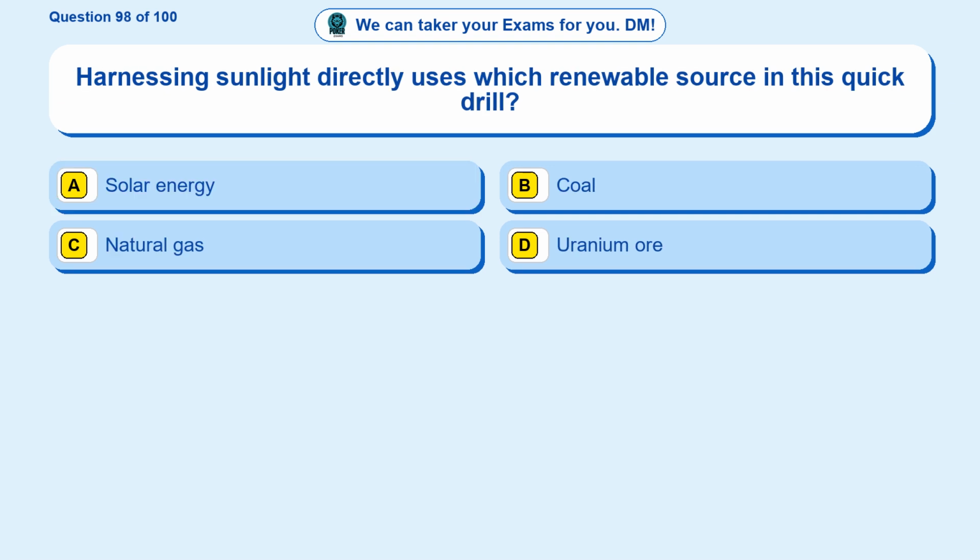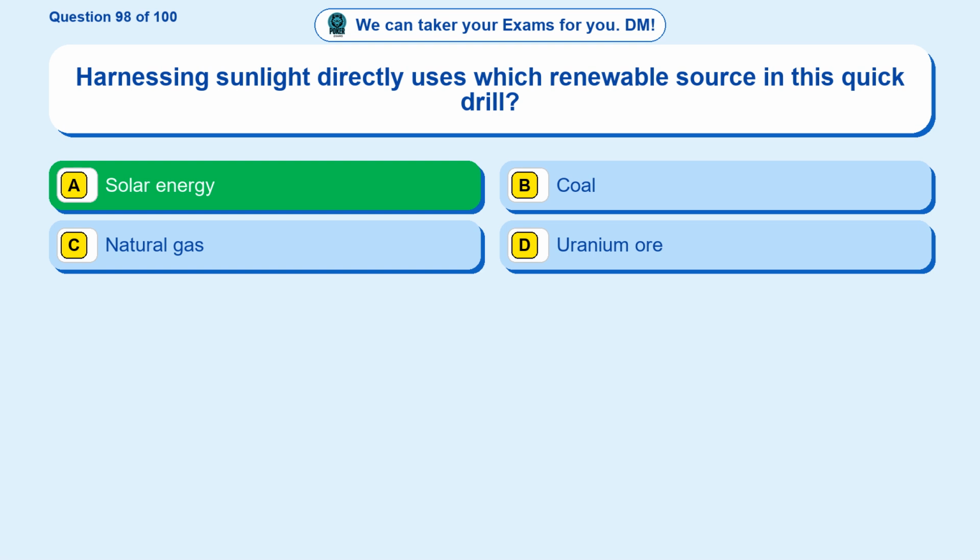Question 98. Harnessing sunlight directly uses which renewable source in this quick drill? Option A, solar energy. Option B, coal. Option C, natural gas. Option D, uranium ore. The correct answer is option A.